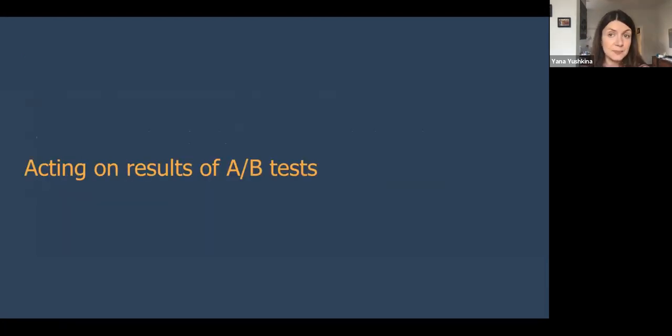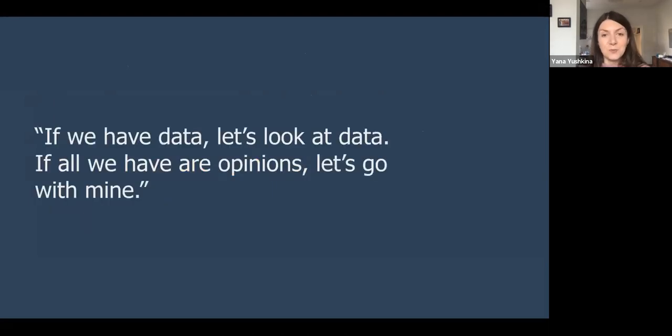So the last bit in this development cycle is to actually act on the results of your A/B tests. And this is where one of my favorite quotes comes in. If we have data, let's look at data. If all we have are opinions, let's go with mine. The former CEO of Netscape, I believe, said this.